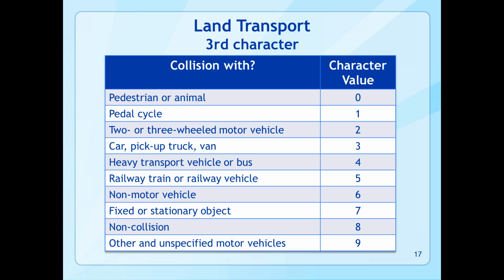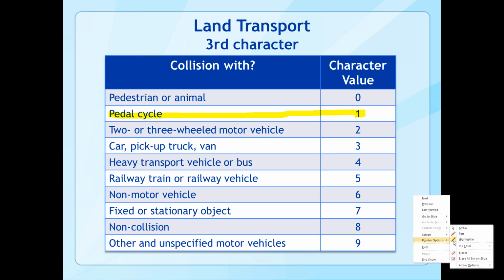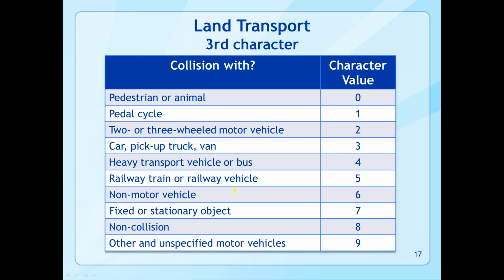And because we know our bicyclist collided with another bicyclist, we can narrow that down to V11 because the third character value that reflects a collision with a bicyclist is 1. If our bicyclist had collided with a car, the codes we would be looking at would be V13: V for transportation, 1 for bicyclist as the person who was hurt, and 3 because the bicyclist collided with a car. A couple other things to note on this slide.